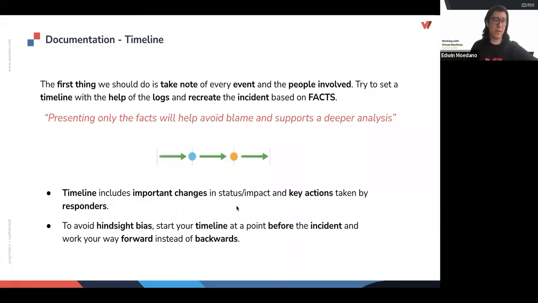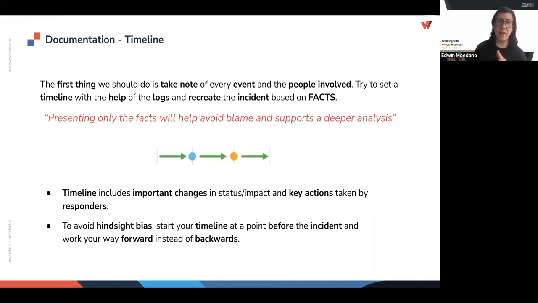Documentation about this. The first thing we should do is take notes of every event and the people involved. If something like this is happening, obviously you need to first isolate and set a stable mode of our application. Then, within a couple of minutes, once the incident is stabilized, we need to make a summary of what really happened with the application and the people that were checking this application.